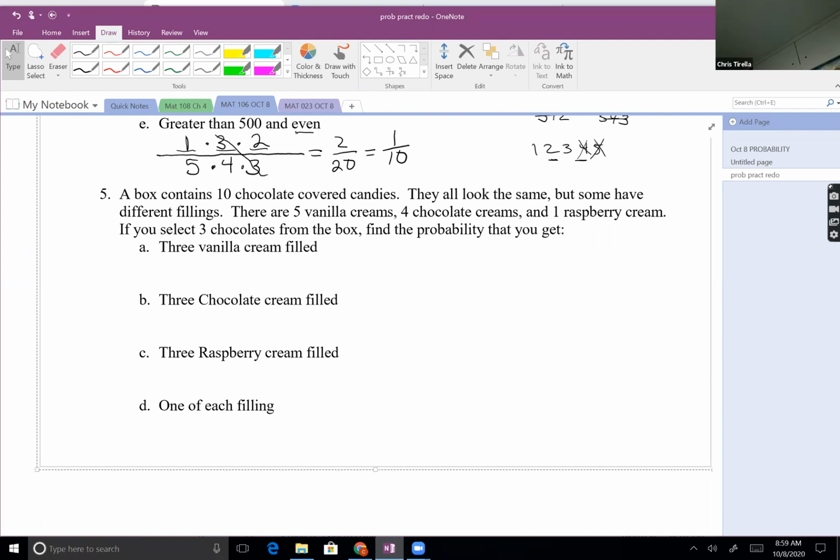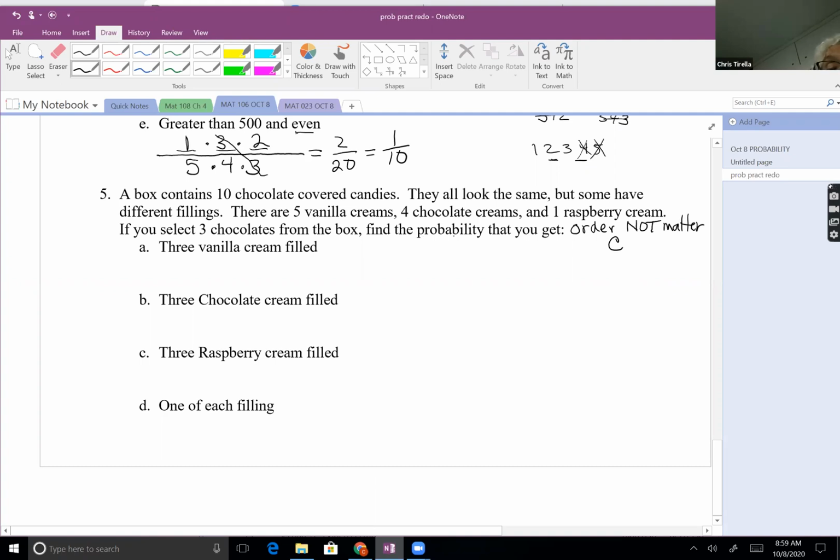Okay. When I'm picking my 3 candies from the box, grabbing 3 of them, and then I'm going to eat them. When I'm taking them out of the box, does it really matter to me what order I pick them in? I don't think so. So order does not matter. So I'm going to look at combinations.